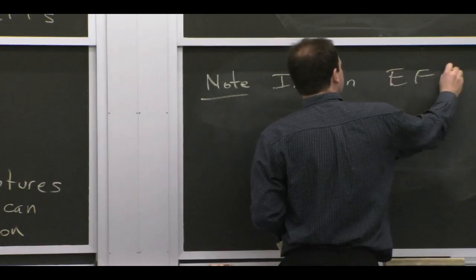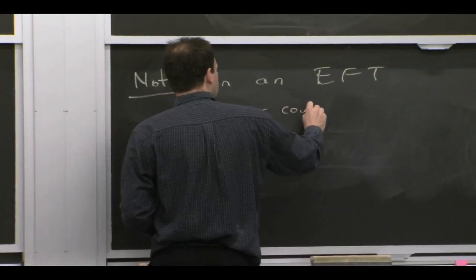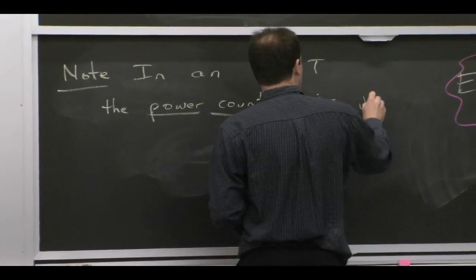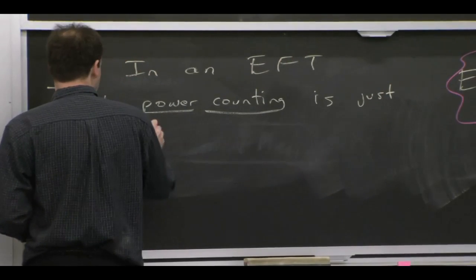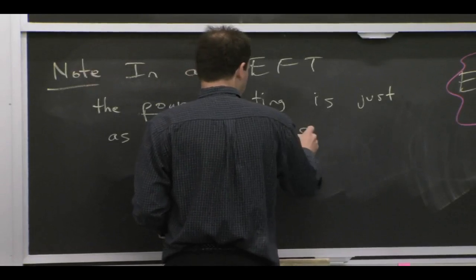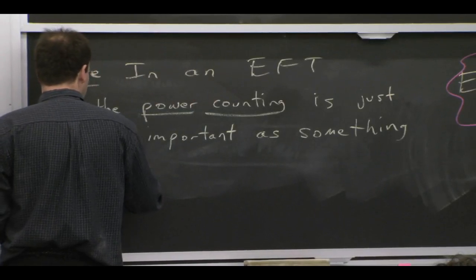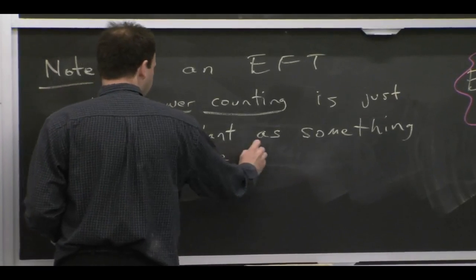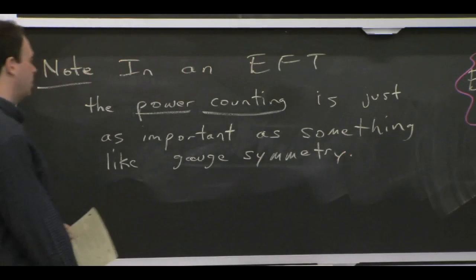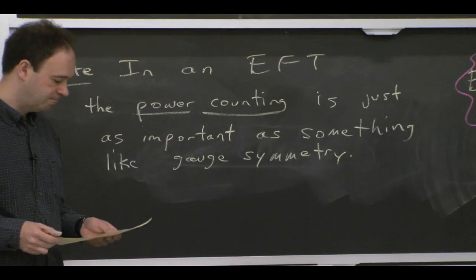So in an effective field theory, the power counting is just as important as figuring out things like symmetries. And in particular, just to make it clear that it's important, I'll compare it to gauge symmetry. It's really a fundamental ingredient in what you're doing and in the whole theory. Because the power counting being consistent is actually necessary for the whole effective field theory to make sense.